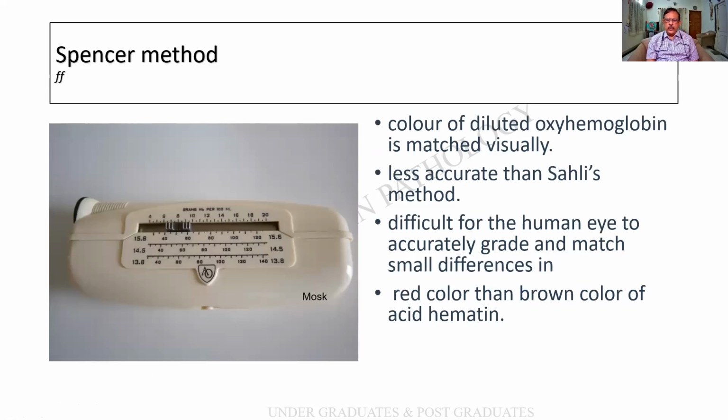Spencer's method is another one. These are all age-old instruments, but still it looks quite new from the British Museum. And the color of the diluted oxyhemoglobin is matched visually. It is less accurate than the Sahli method. The main problem with all these visual methods is that it is difficult for the human eye to grade and match the small differences. For example, from red to brown, it cannot distinguish that sharply.